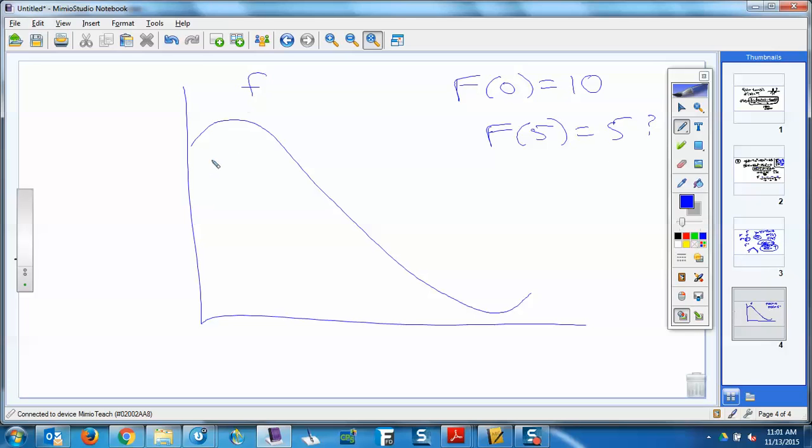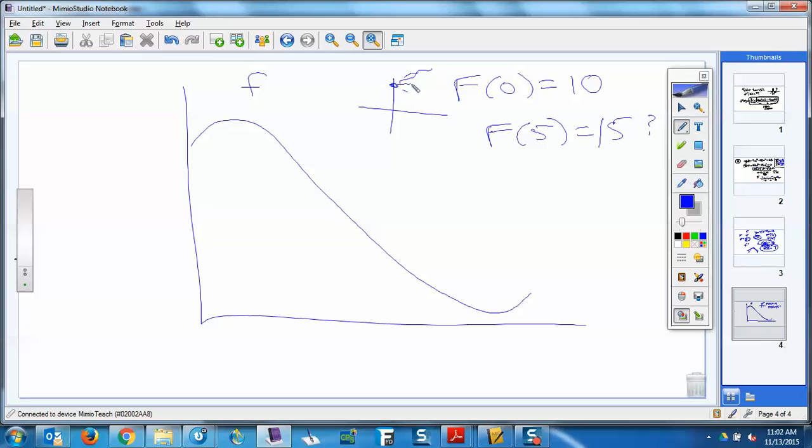Since little f is always positive, big F is always increasing. So if you start a big F graph at 0, 10, and it's always increasing, there's no way it could go down here to 5. Okay, no way. Could big F of 5 be 15?